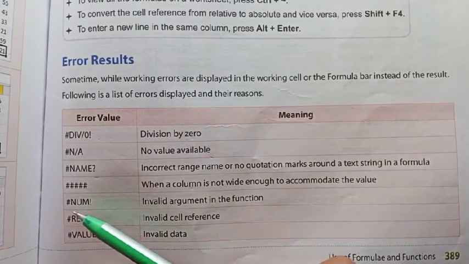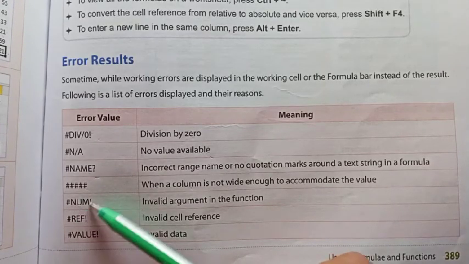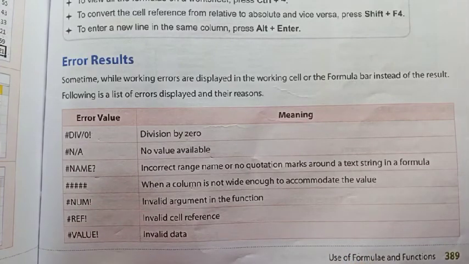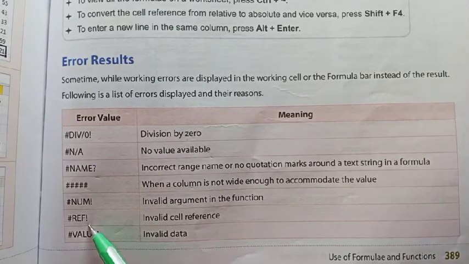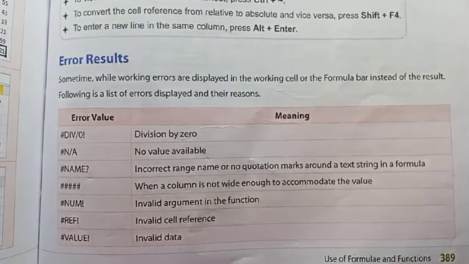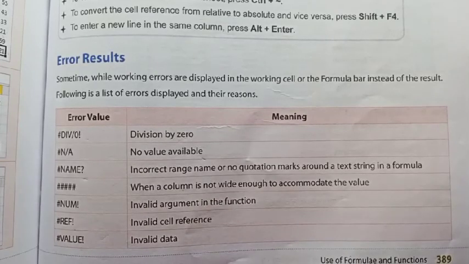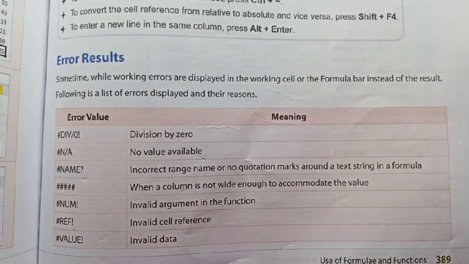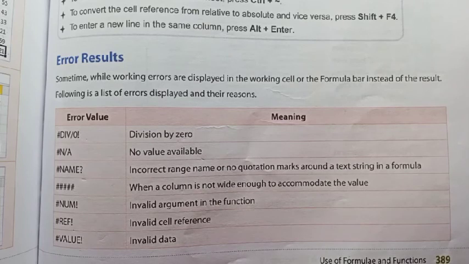If we get #NUM!, this means that the argument that you are giving in the function, whatever you are writing between the parentheses, is not correct. If we get #REF!, that means the cell address that you are giving is wrong. The cell address created by you is wrong. And the last is #VALUE!. #VALUE! means that the data that you are providing for the function to work with is incorrect.